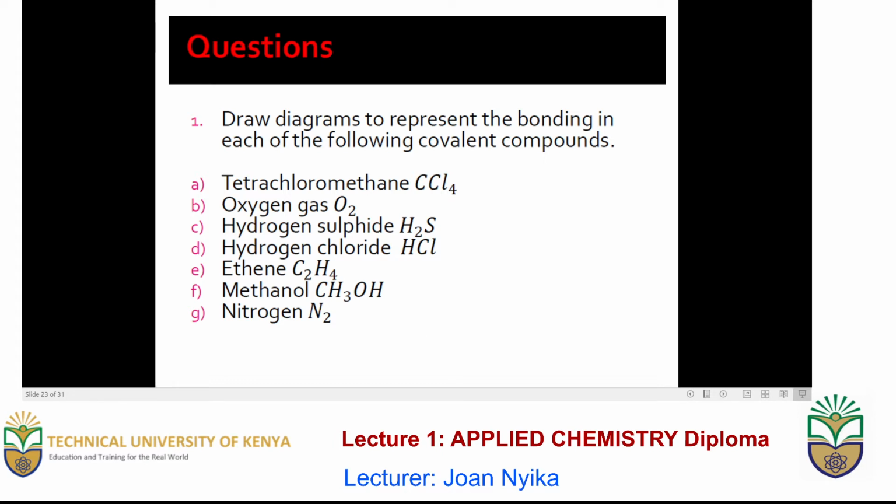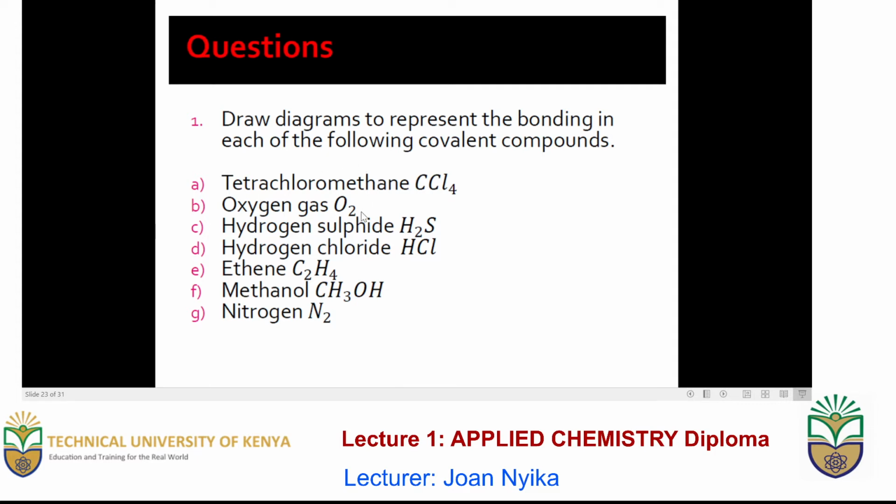Remember, for you to be able to draw these diagrams, just as was the case for the ionic compounds, you have to know, in the case of tetrachloromethane, how many electrons does carbon require to get into a stable state, and how many electrons does chloride require to get into an octet state? If this is the case, how will the sharing be? Will it be in a single bond, a double bond, or a triple bond?